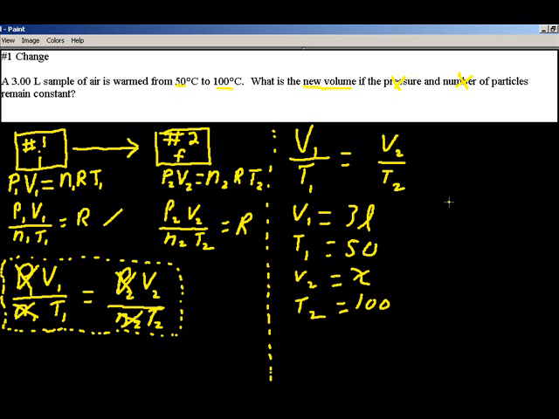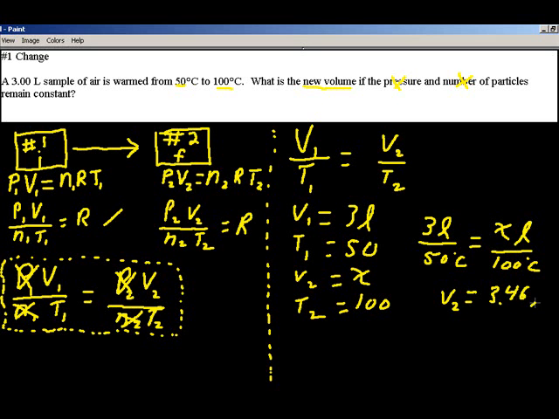And so now what we do is we plug in our values since we want liters. So 3 liters over 50 degrees Celsius is equal to X liters over 100 degrees Celsius. And when you crunch the number, then the ending volume is going to be 3.46 liters. And that is the answer you are seeking.